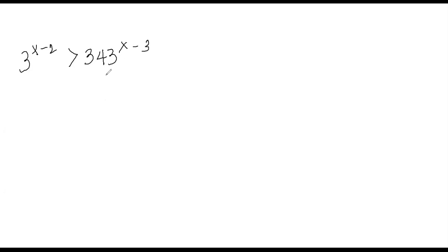Okay. So we have 3 raised to x minus 2 is greater than 343 raised to x minus 3. They don't have the same base, so all we have to do is to find the common base. And what is 343? Like I said, this is your hint: 343 is a power of 3. So what is the exponent of 3 to get 343?